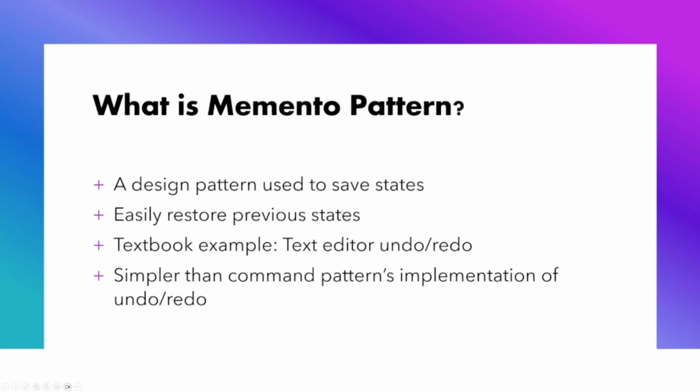So if you were writing in Docs and you were to type out a sentence, you can Control Z to undo that. I found this to be simpler than the command pattern's implementation of the undo redo because you have to save all these different commands, whereas this is simply just saving the data and overwriting the current state's data with the previous state's data.